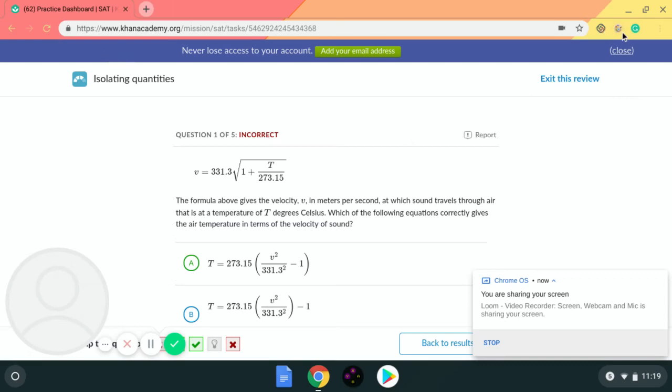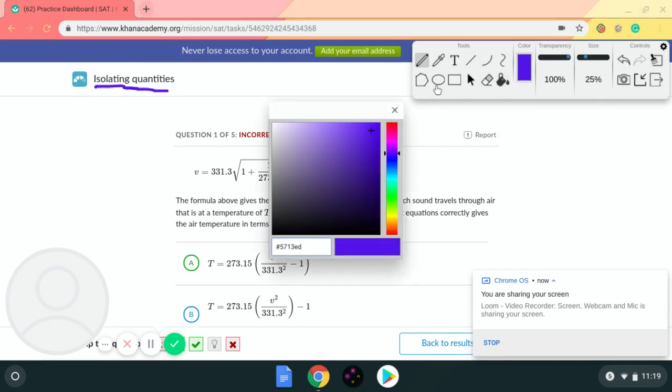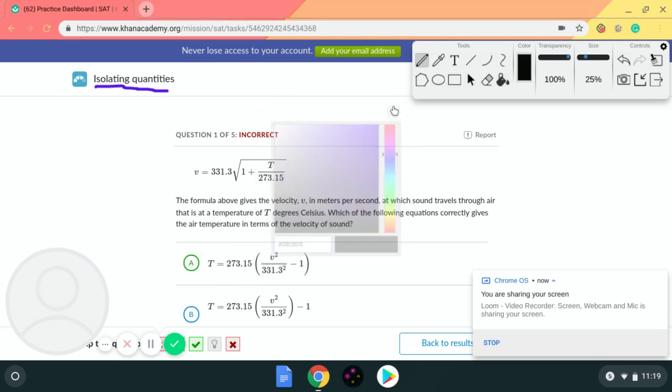Everybody, and today we are going to be doing isolating quantities. Now, isolating quantities, in other words, is expressing one thing in terms of another thing, and we're just trying to isolate the one over here.